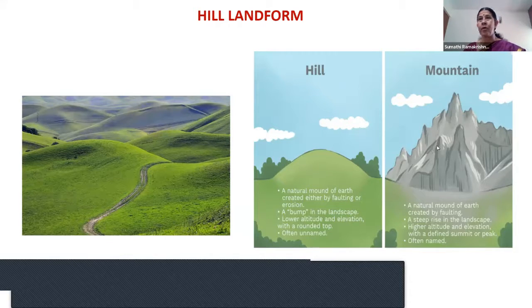Whereas a natural mound of earth created by faulting is very steep and higher in altitude. Altitude is nothing but the height above the sea level, and elevation. And it has a defined summit or peak, and often it is named. So in general, for class 5 children, you can say a hill is a small landform higher than the normal land, whereas a mountain is a huge landform which is very high. In a simple way, you can define it that way.